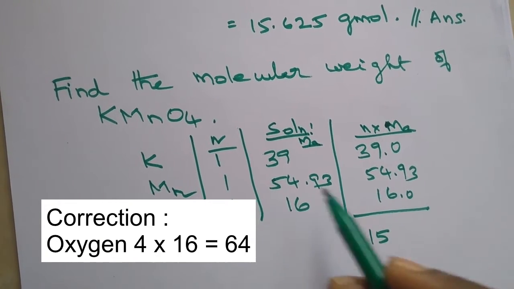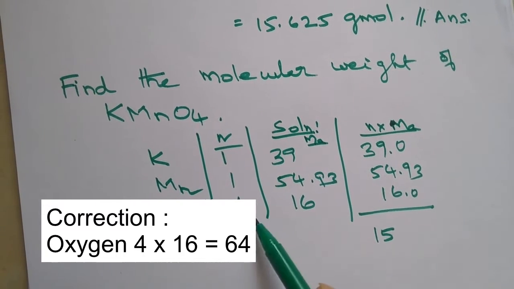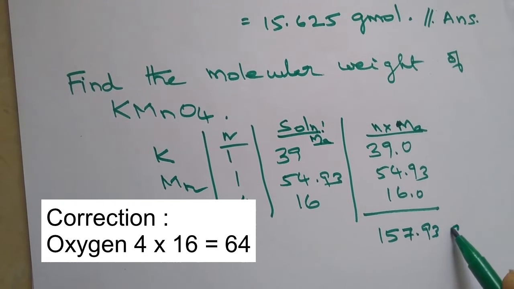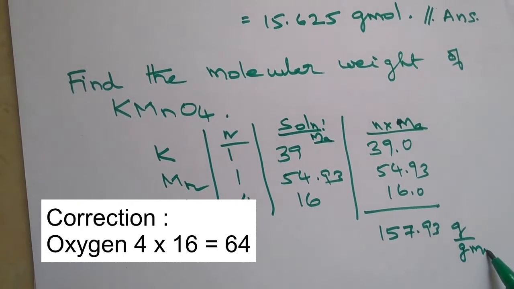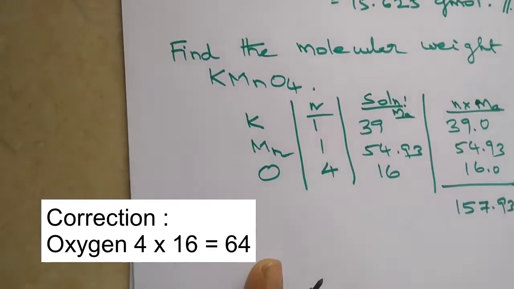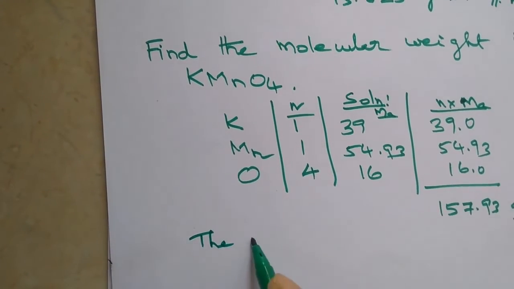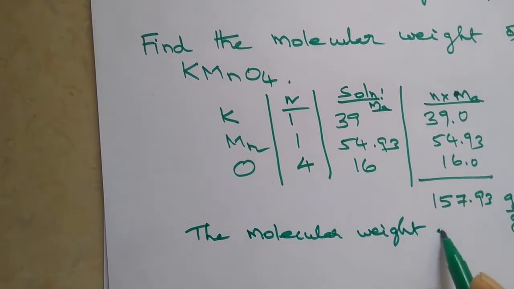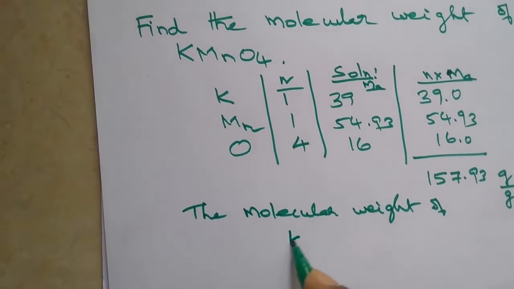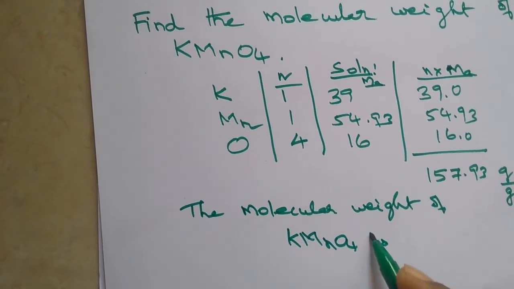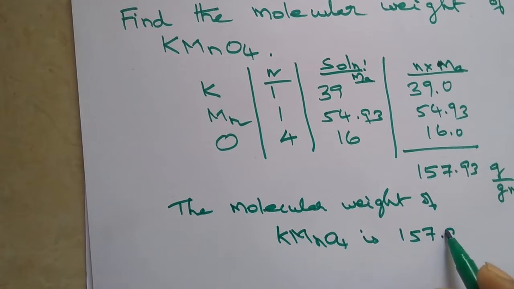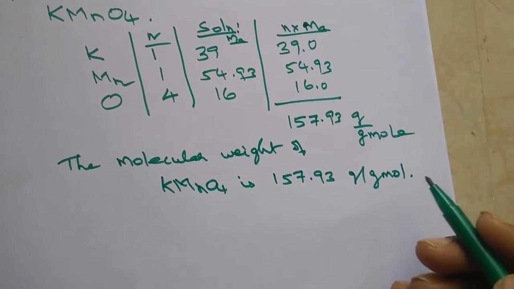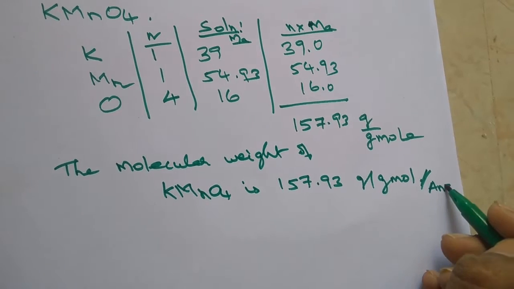So we write 1 into the atomic mass 39 for potassium, 54.93 for manganese, and oxygen 16. So we have 1 into 39 is 39, 1 into 54.93 is 54.93, 4 into 16. So the summation of N into Ma is 157.93, which is our required molecular weight. So the molecular weight of potassium permanganate is 157.93 grams per gram mole. That is our required answer.